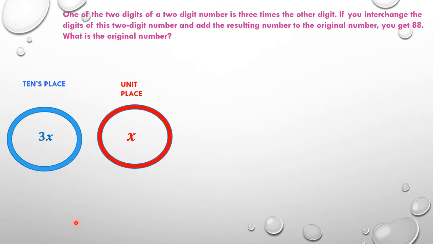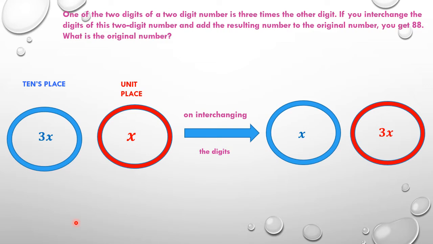Now the condition is that you have to interchange them. When you interchange the digits, how do they look? See here, on interchanging the digits, what are you finding? You can see that x has changed its place, and 3x is again on the right side, whereas x is on the left side. So you can see that the right side place is always the unit place and the tens place will be next to that unit place on the left side.